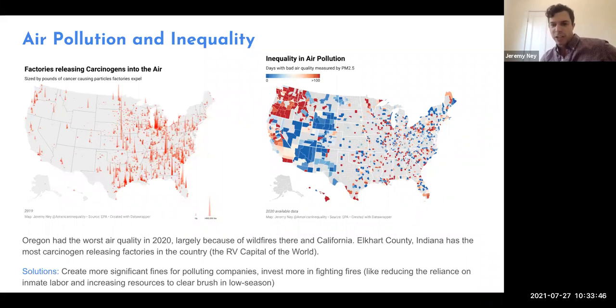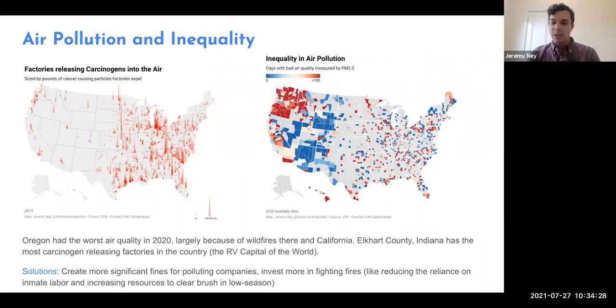And then the chart on the right highlights all those wildfires that we saw last year in Oregon and California, and how many days with bad air quality, which is an EPA measurement, there were last year. And I imagine this year we will probably see a similar chart again, if not more red across the region. So solutions we can explore here: creating higher fines for some of these pollutants, and making it easier and more transparent to figure out who some of these companies are. And then invest more in fighting fires, because here in Cambridge, Massachusetts, even just last night, we saw a lot of haze and smoke from the wildfires across the country.